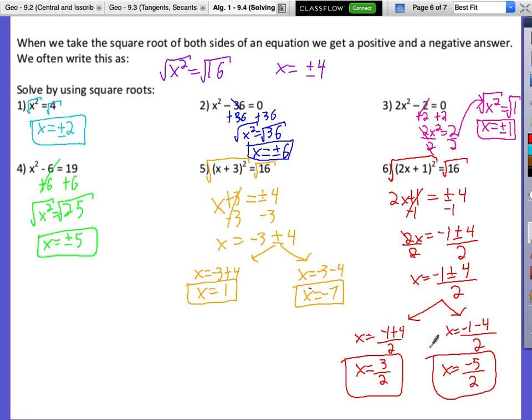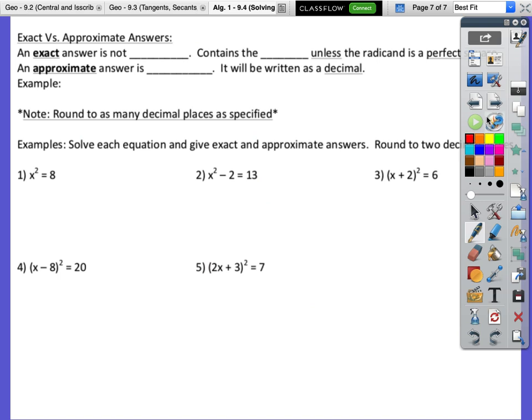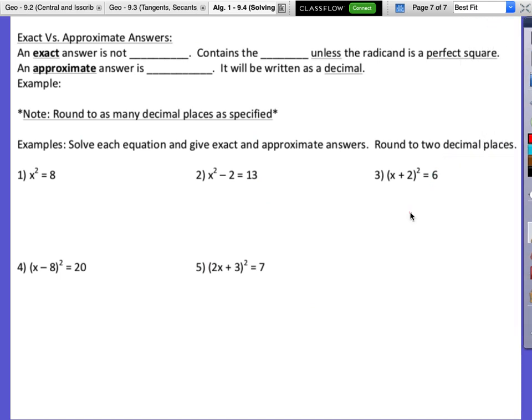Yes, absolutely. So we're going to talk about right below this an exact answer versus an approximate answer. Exact means it is that. Approximate means what? It's an estimation. About that. Okay, it's close. So an exact answer is not rounded. You never round an exact answer. If it was exact, that means it was not rounded. And it's exactly that. It's not close to that, because if you round, that means it was close to that.